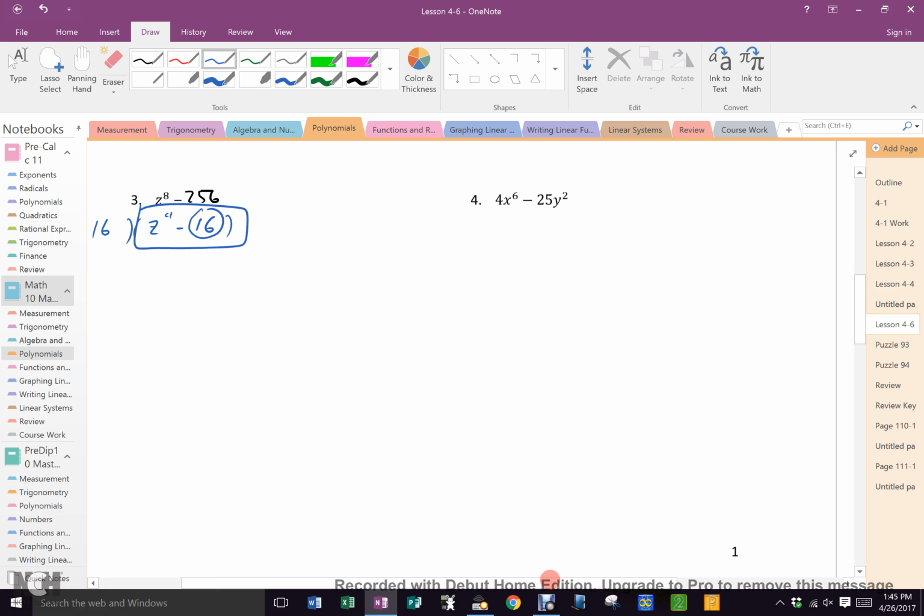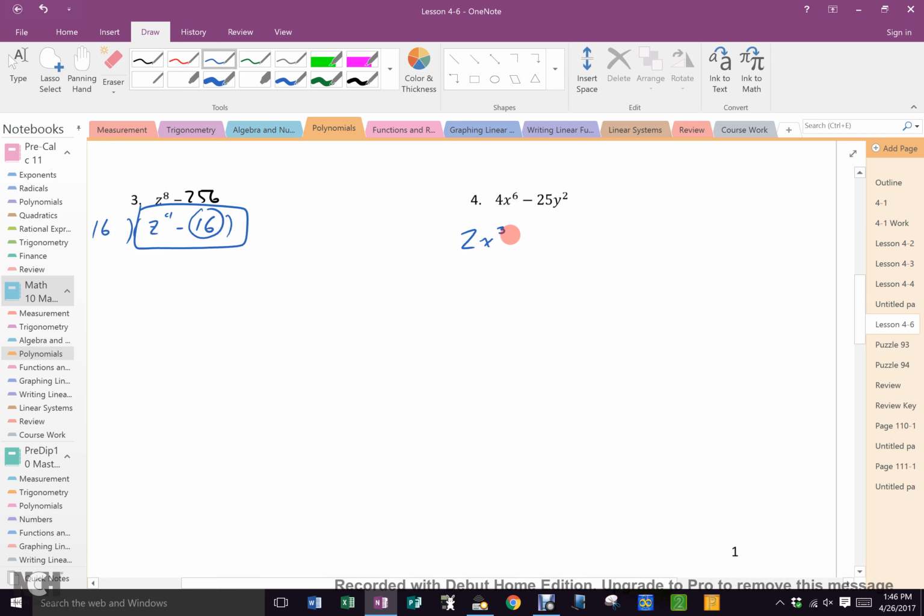Does it work for our rules? Are they both squares? How do you know? What about this first term makes it a perfect square? You guys all told me that it would work here, so you must have a reason. Why does this work? 4 has a square root, which is what? 2. And x to the 6th has a square root that is what? X cubed. Because it's an even exponent, so it must have a square root.